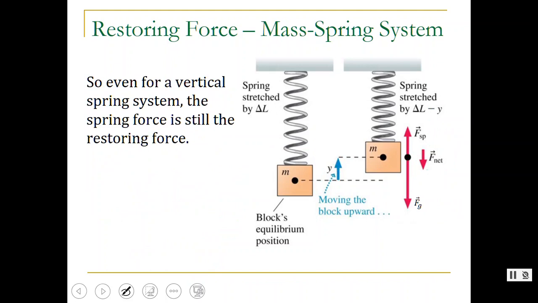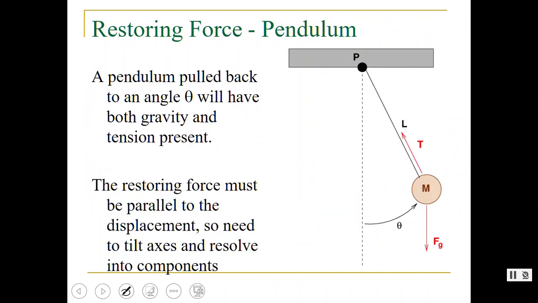Now, for a pendulum, this one's a little different. When we talk about the restoring force for a pendulum, we're going to pull this thing back to some angle theta, so you're going to have some sort of angular displacement. Now, you have two forces: the tension and the gravitational force. Your tension here is parallel to the string, which means it has no component parallel to the displacement. So the tension is not acting as a restoring force.